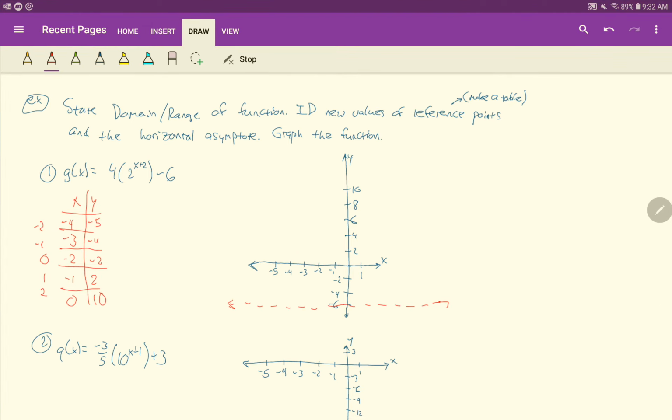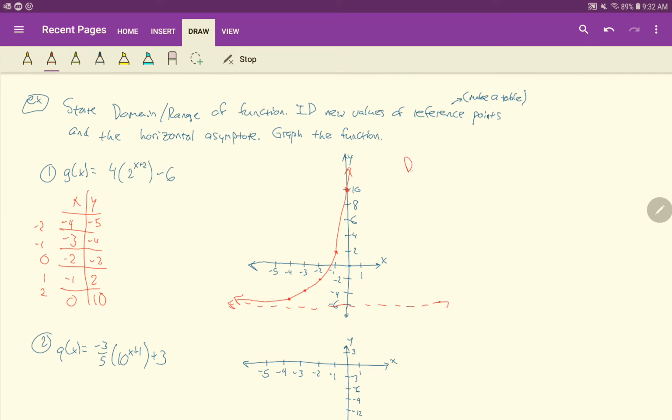And we just plot these points. So -4, -5 will be right down here, halfway between the -4 and the -6. -3, -4, -2, -2, -1, 2, 0, 10. Okay, so again, you kind of get a feel for that growth there, and then just have the curve approach that asymptote, and then increase from there. And voila, there's our graph.